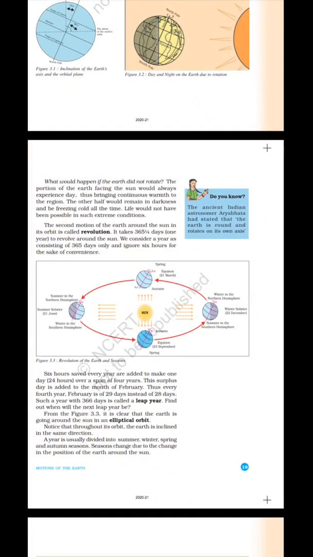Do you know the ancient Indian astronomer Aryabhatta had stated that the earth is round and rotates on its own axis? Take a look at Figure 3.3, revolution of the earth and seasons.